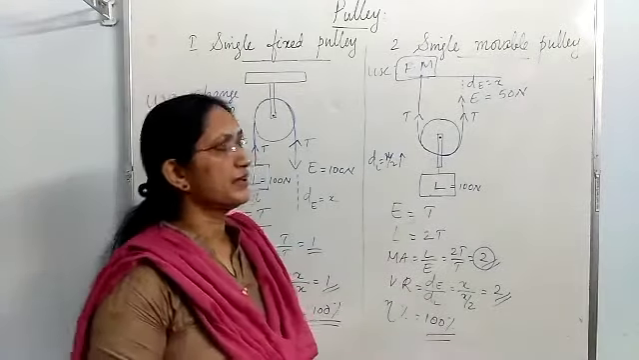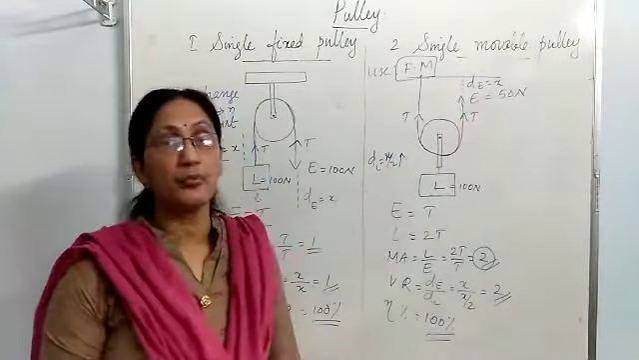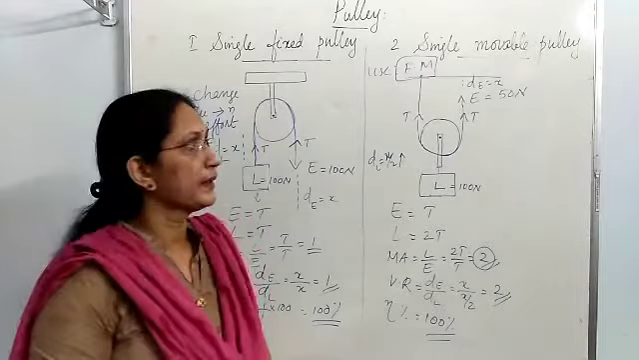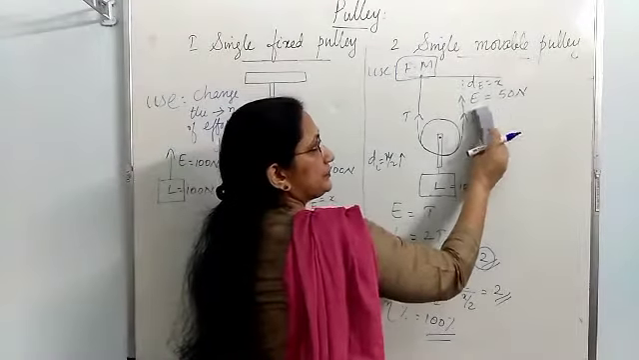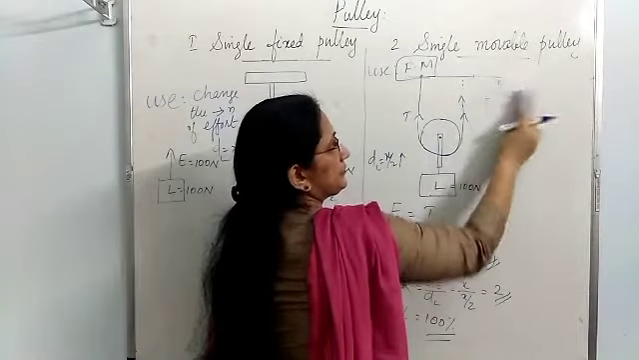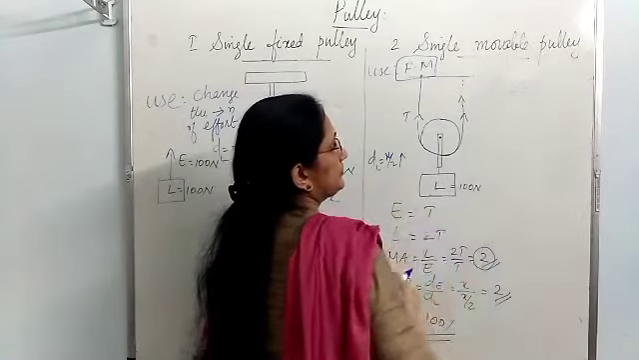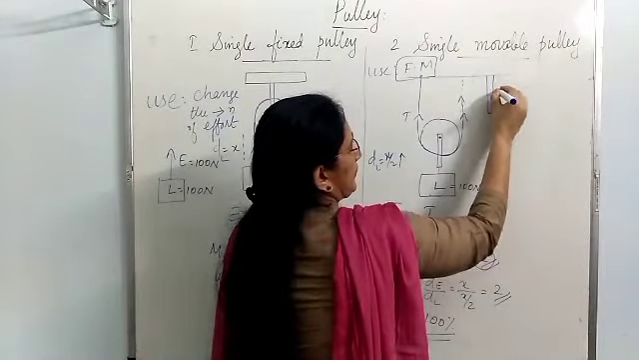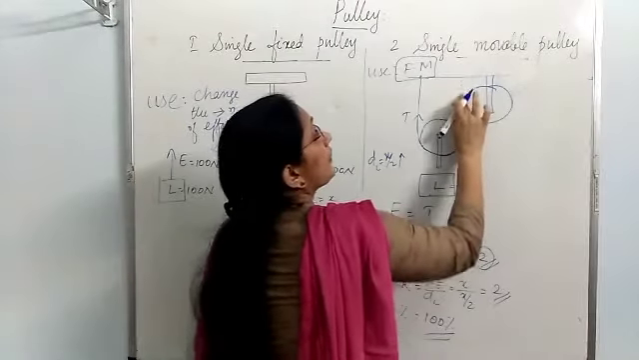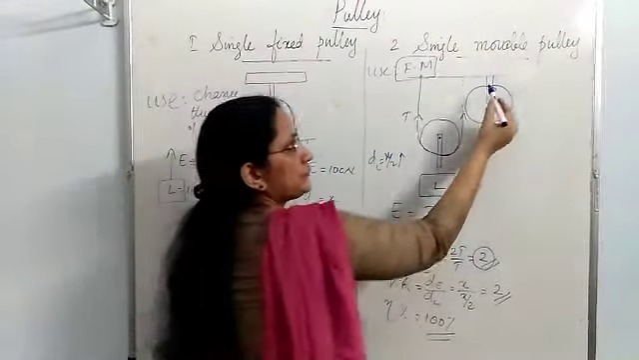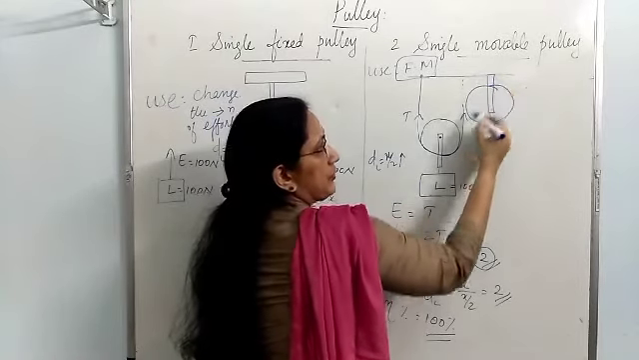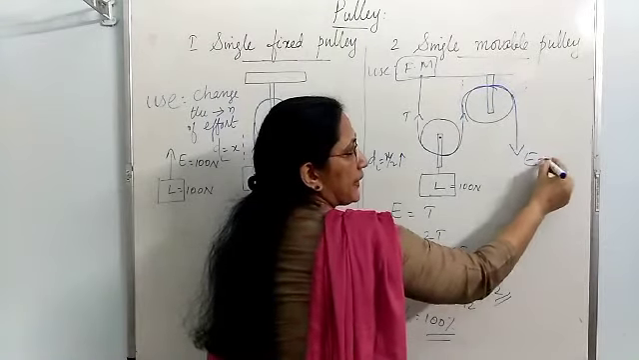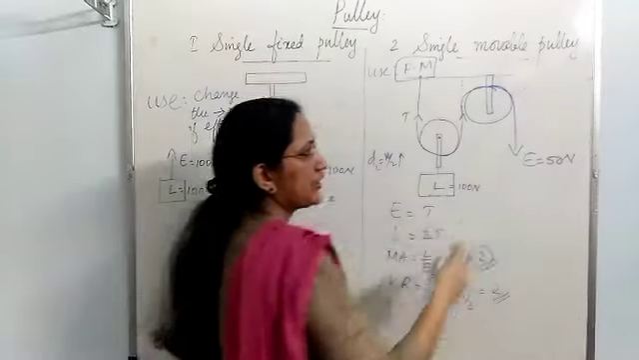So the utility of this machine is, it is a force multiplying machine. But here the difficulty is, effort is to be applied in upward direction. Then you can have some modification here. If you attach one fixed pulley, fixed means it is hanging from this rigid platform, and this free end of the rope you are passing over this pulley. Then you can apply the effort of same 50 Newton in downward direction.